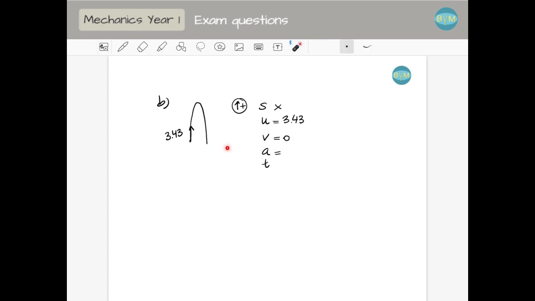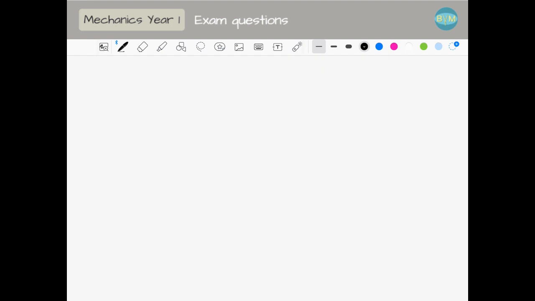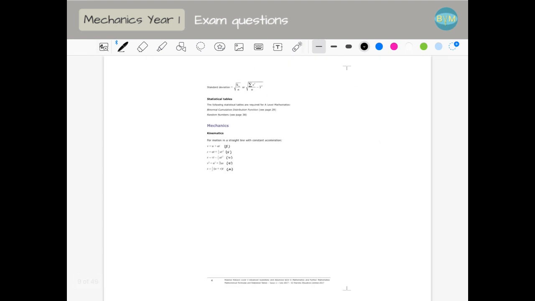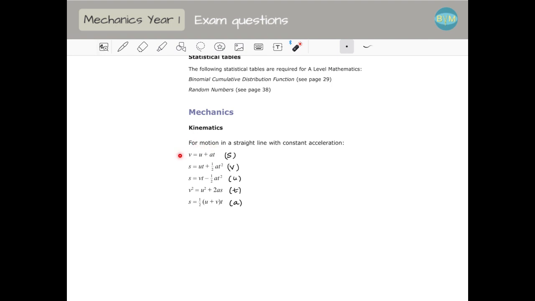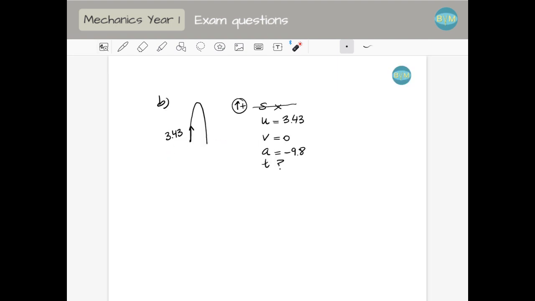Acceleration is 9.8, but gravity always goes down, and I say positive is up, so I'm going to write that negative. And because it's decelerating, that's another way of thinking about it. And the time is what they ask. So I'm going to my list of SUVAT equations, and I look for one without s. This is the one that is missing s. So I'm going to write that v is u plus at, which means 0 equals 34.3 minus acceleration times the time.